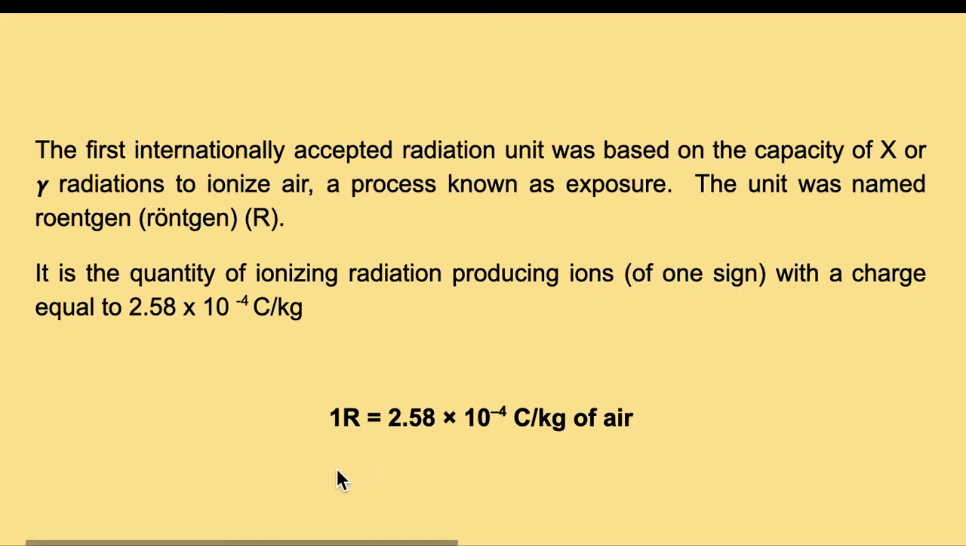And of one sign means these ionizing radiations can produce both electrons and positive ions. So you have to consider only one sign. That means either electrons or the positive ions. So if this is the number for one charge, normally it will be double when you consider both the positive and negative charges. So you will be considering only one sign.